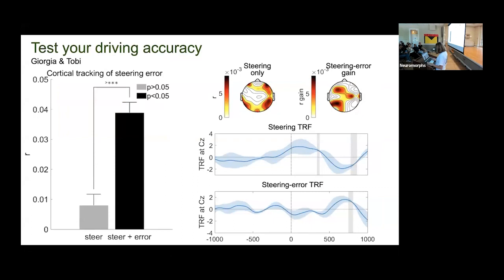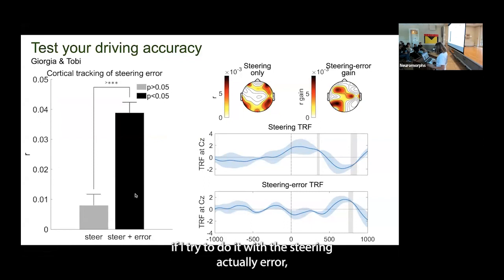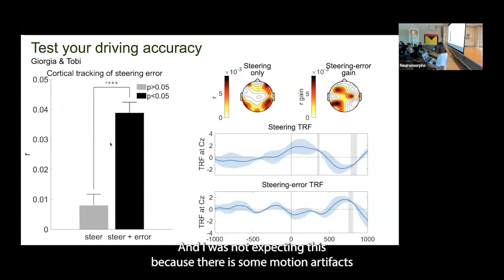So these are the actual results. Basically, on the left side, you see here, if I try to predict the EEG with only the steering action, I don't get something significantly better than random. If I try to do it with the steering action plus the error, I get something significant, and that's really nice because it's only data from 3 subjects, and I was not expecting this because there are some motion artifacts and all of that.